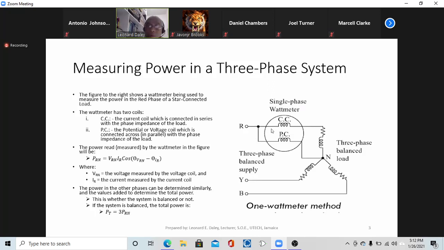right? And what will be done now is that you find it in this phase, and then you go ahead and find it in the next phase, and then you find it in the third phase, and then you add up all of them, right? And this will be the formula that governs that calculation for the reading that the wattmeter would be showing. So it's the voltage across the phase times the current through the phase and that power factor difference.